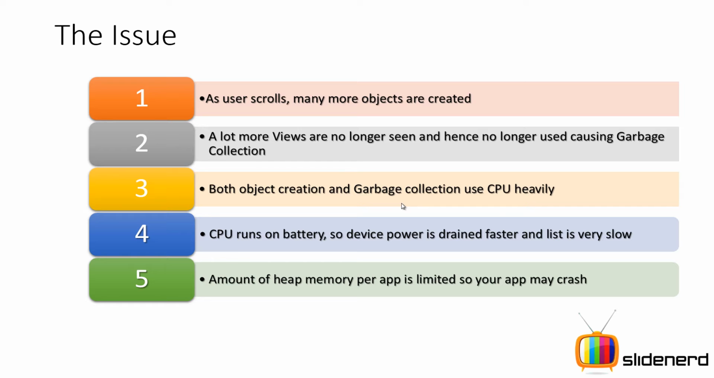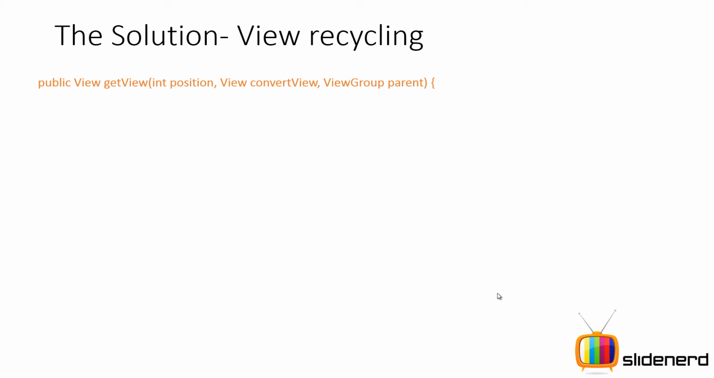Now if you guys are new to this concept of heap memory, let me tell you, there's a fixed amount of memory called the heap memory allocated for each app, where you can create your own objects. If you exceed this memory, your app is going to crash. Alright, so our solution with the help of view recycling, let me show you what exactly happens.